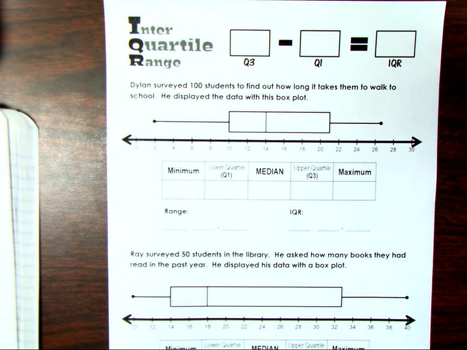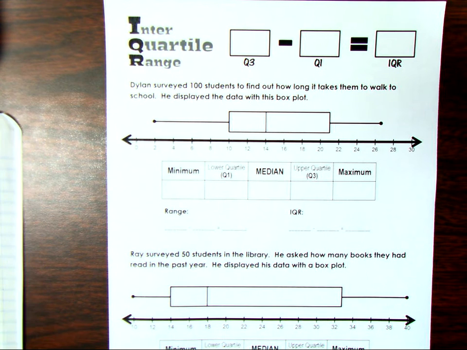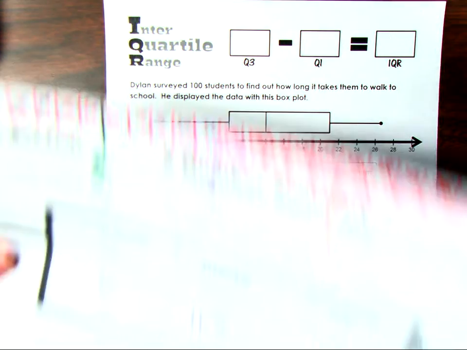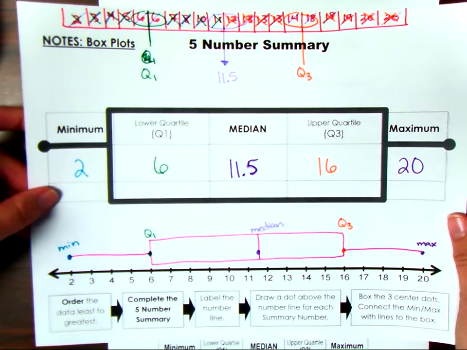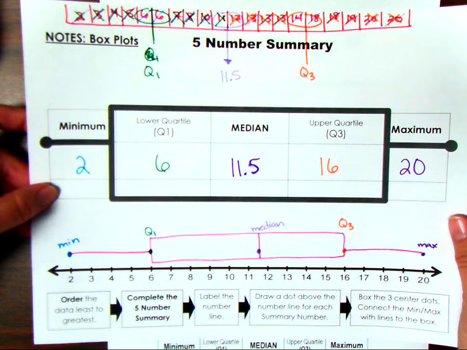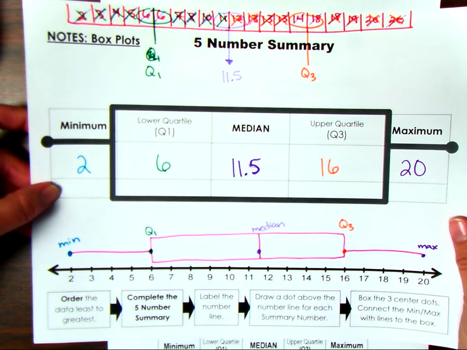In this video we're going to talk about specifically what's called interquartile range. In our previous video we talked about creating our box plot. Now we're going to interpret that data more specifically for our interquartile range.